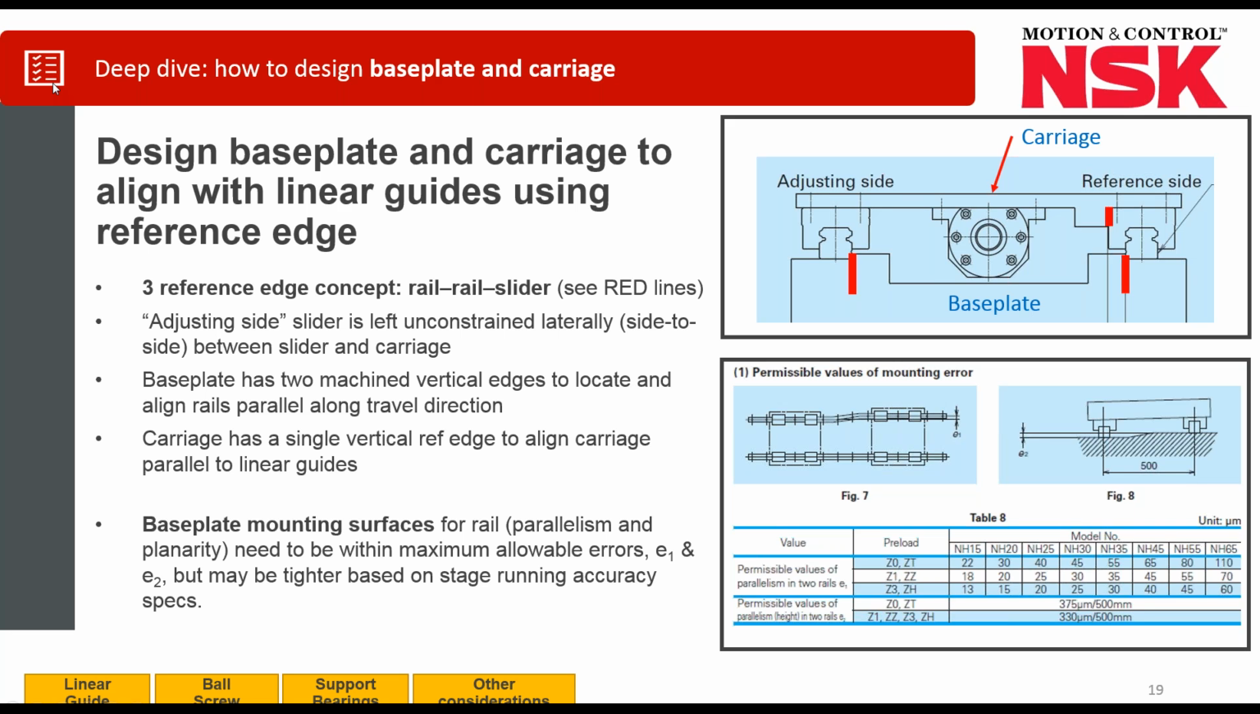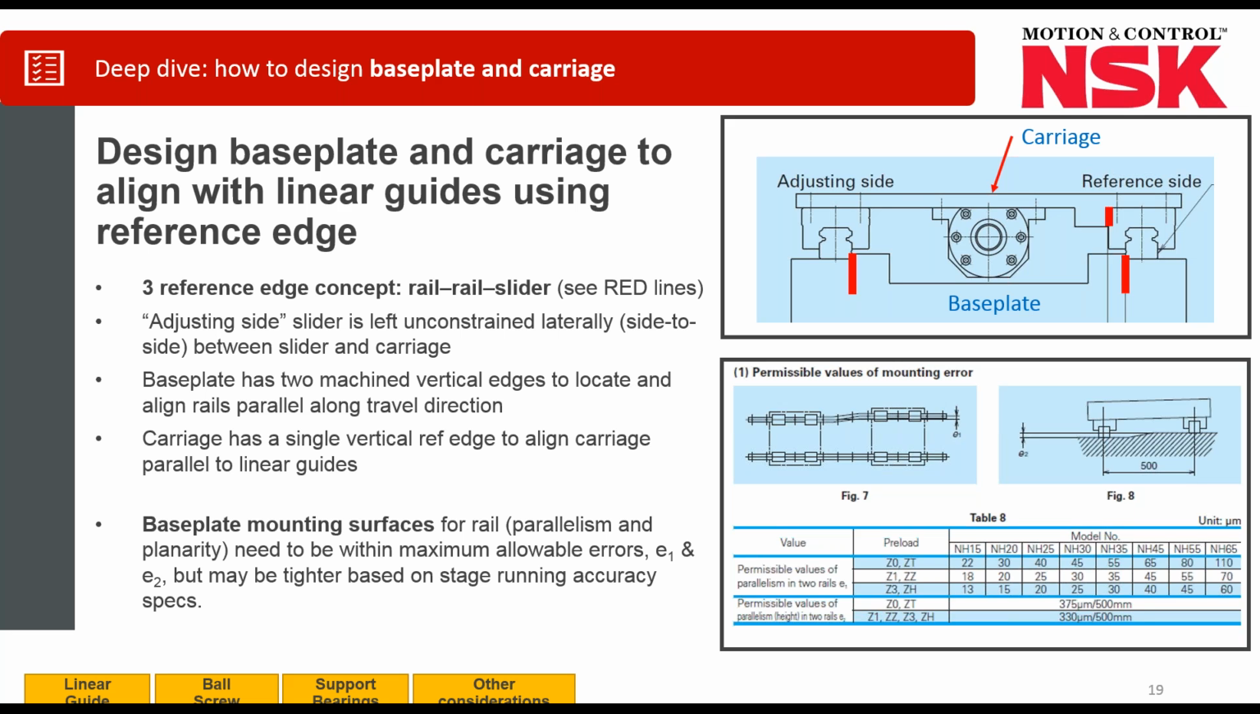Okay, so we've basically finished the component design as far as the linear bearing and ball screw for the stage. So we're going to move into the design of the base plate and carriage of the stage. One of the most important aspects of that is proper alignment of our linear components, our linear guide and ball screws in the stage. So I'm going to talk to you about this concept of the 3 reference edge concept, the rail slider, and that has to do with the upper right-hand picture. Really what we're trying to show you here is how we design the base plate and carriage to achieve proper alignment of the linear guide and ball screw.